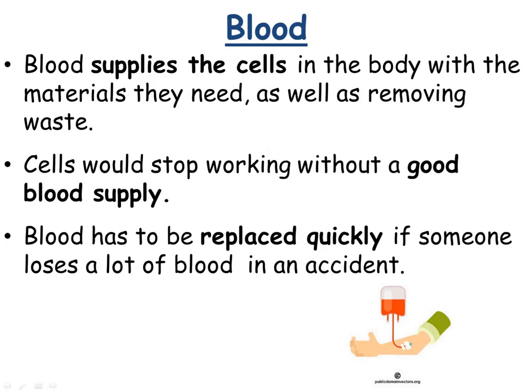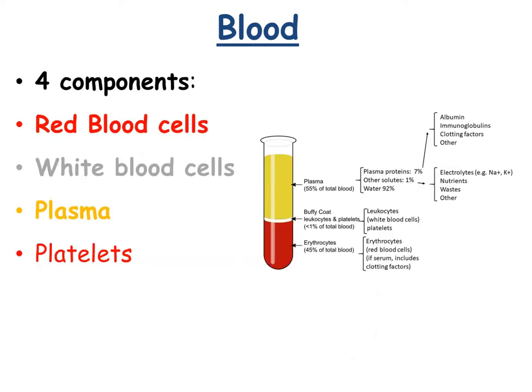So the blood supplies the cells in the body with the materials they need, as well as removing the waste products. And if the cells didn't have a good blood supply, they would just stop working. So blood has to be replaced very quickly if somebody loses a lot of blood in an accident, via a blood transfusion. So there are 4 components of blood.